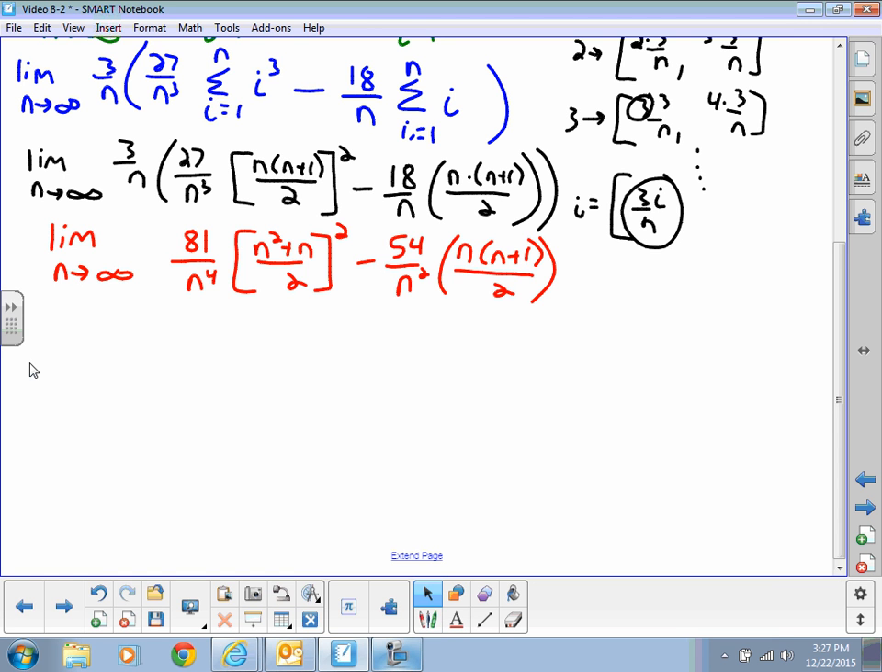Well, this is where we have to get a little bit clever. I want to take that n to the 4th and put it inside the thing being squared, and I want to take that 2 in the denominator and pull it out. So this is going to become limit as n approaches infinity. If I take this 2 and bring it out, it's going to be a 4. And then we'll keep the 81 on top. Okay, and the 4 is coming from 2 squared is 4.